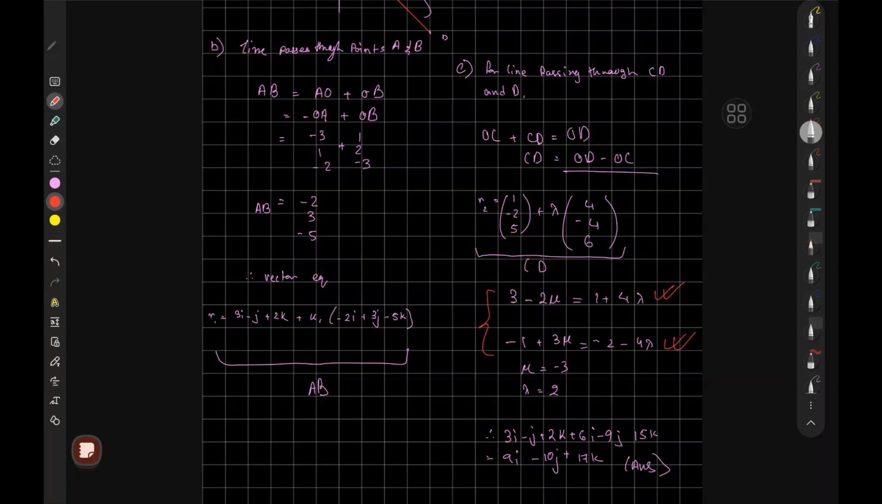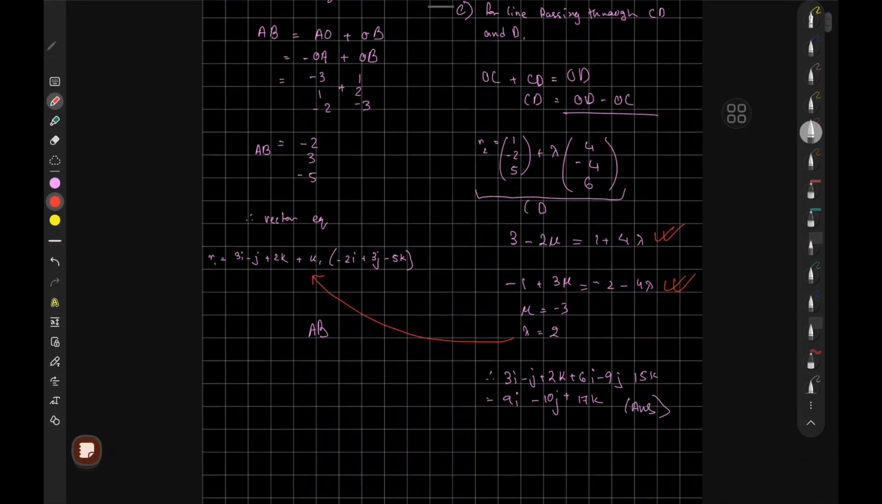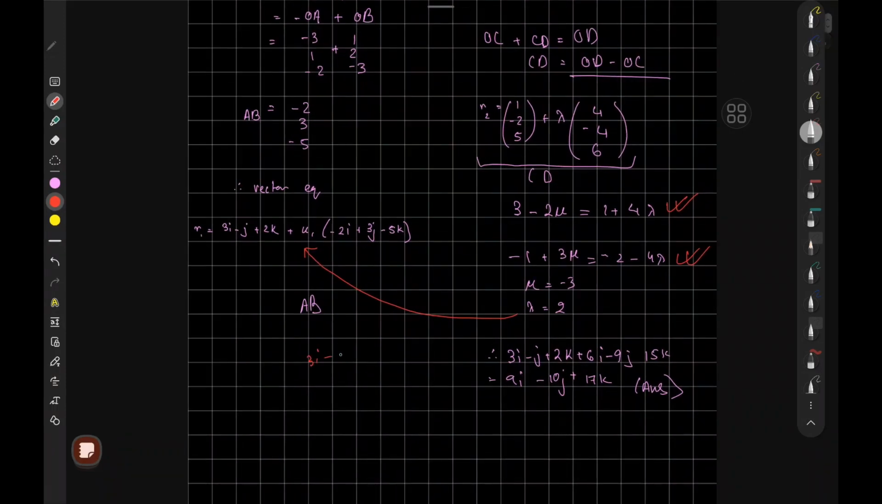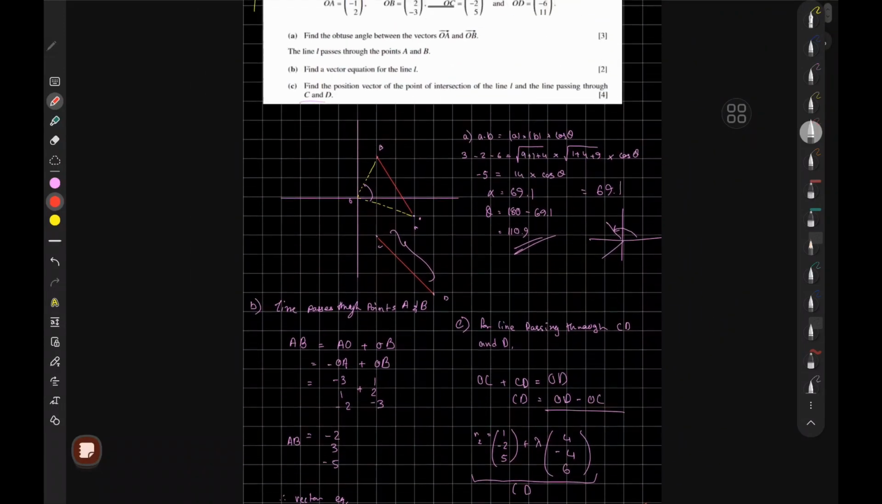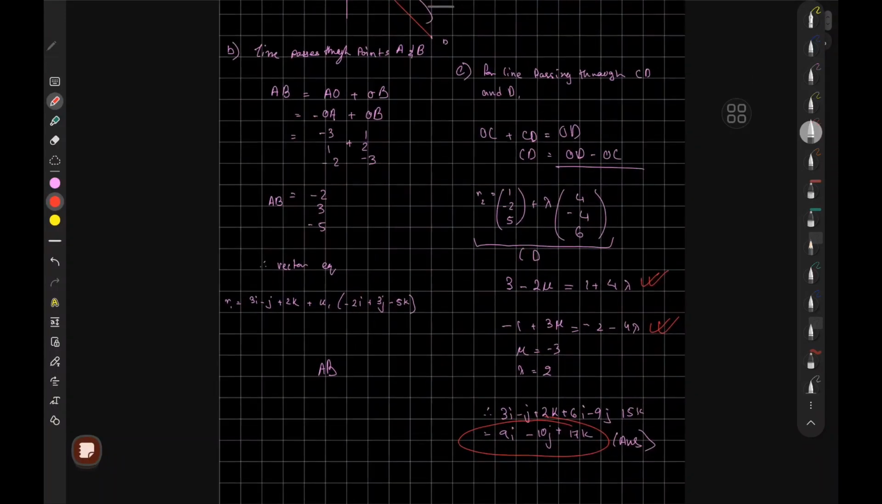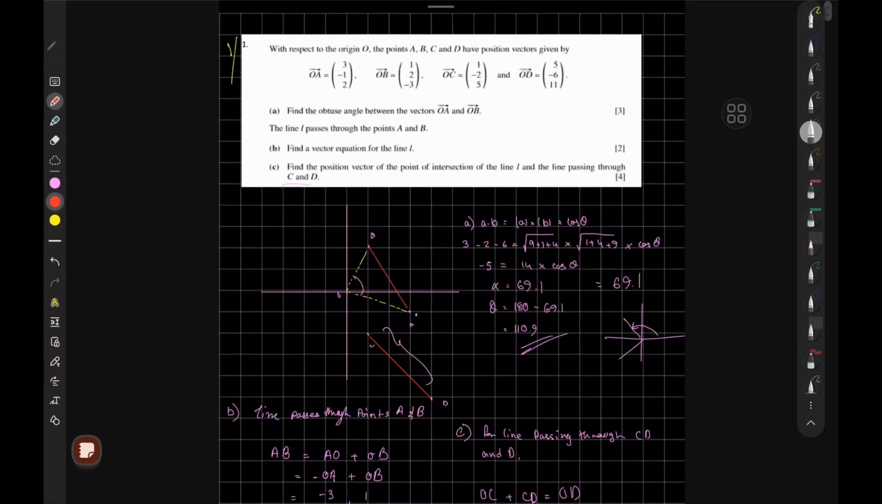Once you know that, it's very simple, and you basically plug this value in over here. You plug the value in over there, and you get 3i minus j plus 2k plus, let's say mu is minus 3, so minus 3 times minus 2i plus 3j minus 5k. You simplify this entire thing and you get the coordinate. This is going to be your coordinate for the point of intersection. Great. So that is your question 1.